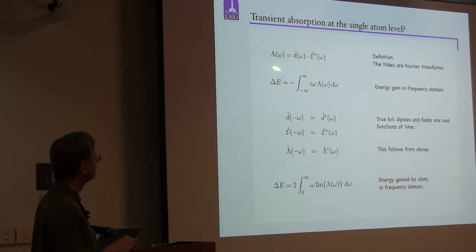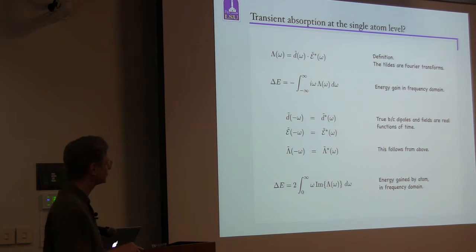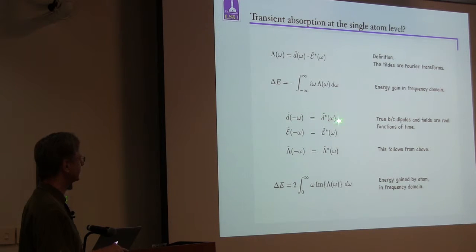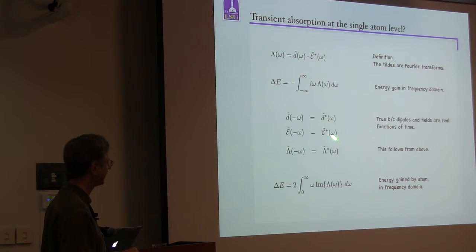Now, just by plugging the Fourier transforms of these things into my equation for the energy gain, I can express the energy gain in the frequency domain. It's minus i times omega times this lambda of omega. Now I have a little bit of stuff that's just definitions. The dipole moment, d of t, and the electric field, E of t, are real functions. So that constrains their Fourier transforms to have this symmetry. They have to be odd functions. And so this lambda has that same property.